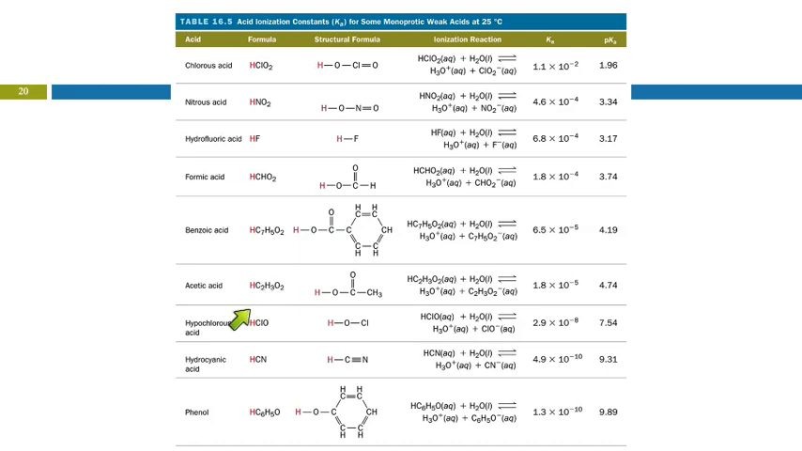So on this table, they're showing you in red what the ionizable hydrogen is. They're giving you structural formulas, and then they're also giving you the ionization reactions.